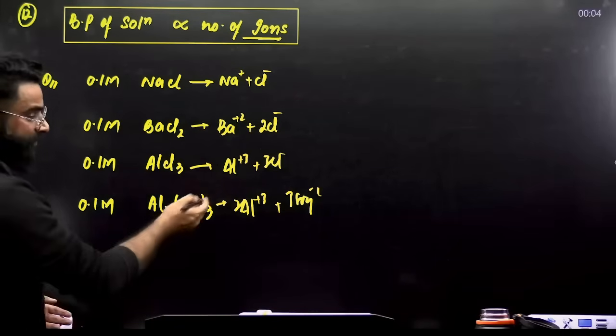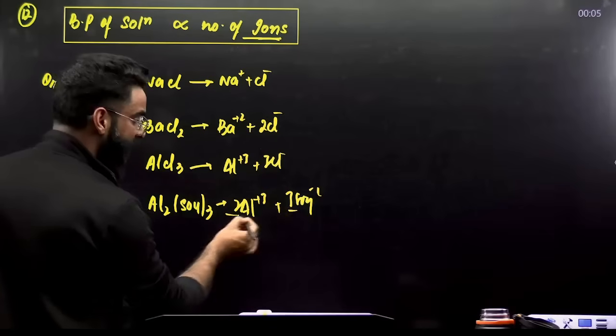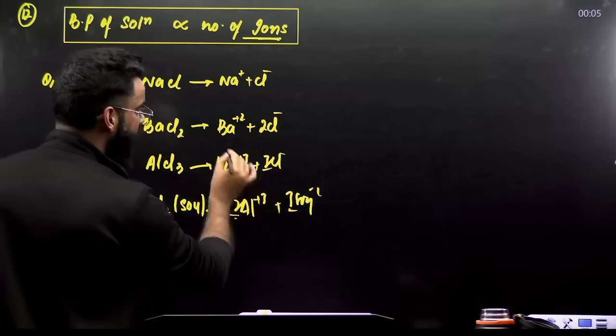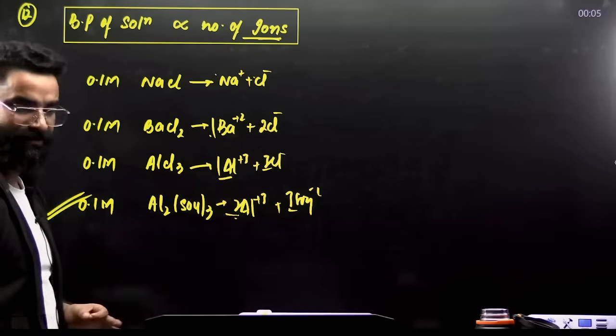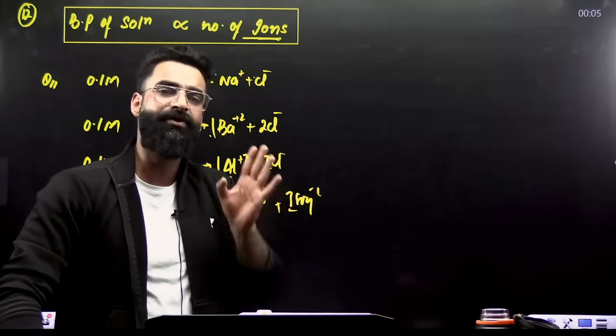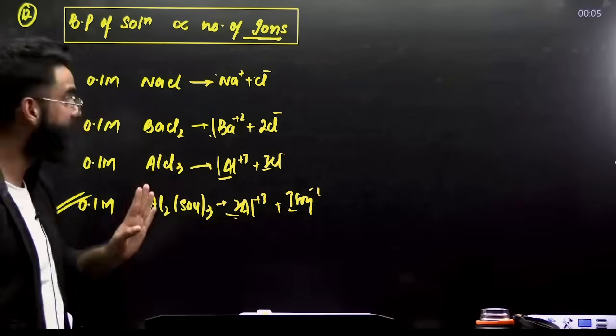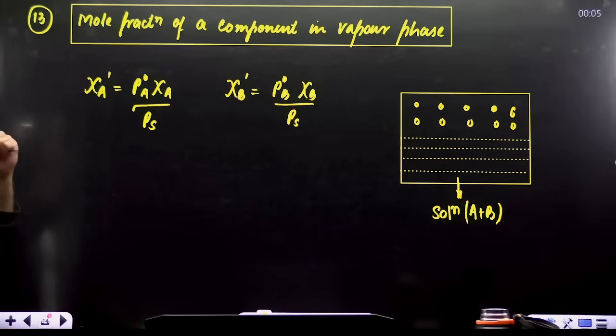So where do you think the ions generated are maximum? 3 plus 2, 5. 1 plus 3, 4. 1 plus 2, 3. 1 plus 1, 2. So this is the solution whose boiling point would be maximum. So remember, the boiling point of the solution is directly proportional to the number of ions generated. Okay. One more important case which I had to tell you.